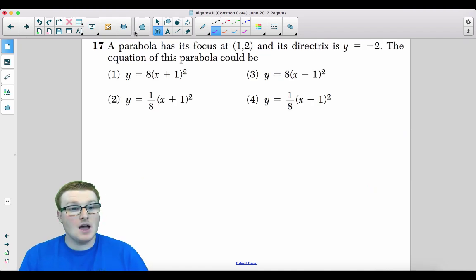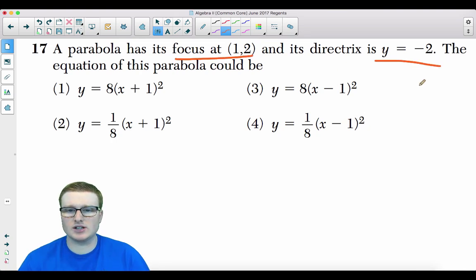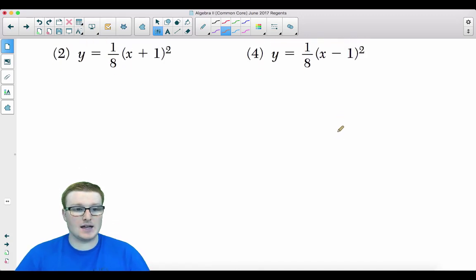Moving on, number 17. A parabola has its focus at (1, 2) and its directrix at y equals negative 2. The equation of this parabola could be what? Okay, so we have a focus of (1, 2) and a directrix of y equals negative 2. A couple things that you need to keep in mind.